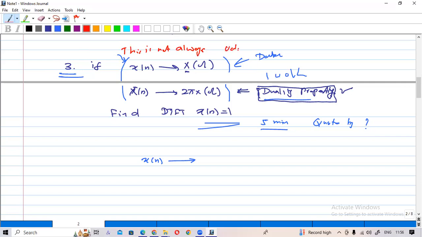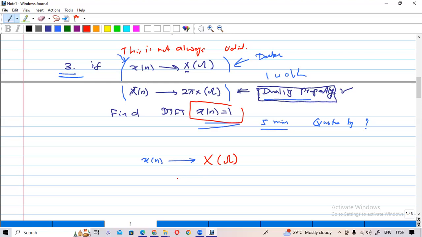Always valid. But only for this one, I just ask you to assume this. So now you can see that if you have x[n], the Fourier transform will be X(ω). Now you need to find the transform of x[n] = 1 using this property.